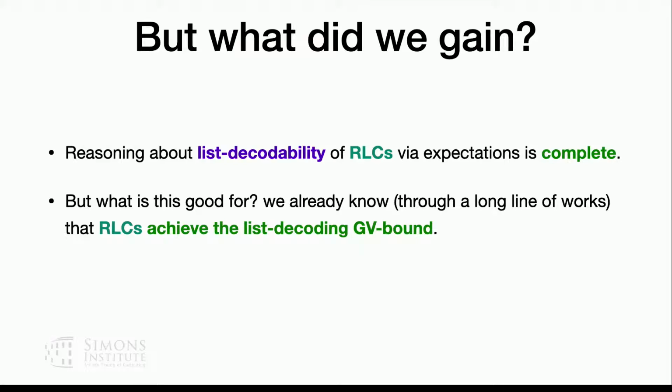But also, there's a very long line of works that already showed us that random linear codes achieve the list decoding GV bound. So this is actually a pretty known fact by now. Again, up to some objections by Omar, but this is almost a completely known fact for any set of parameters. So I actually showed you that a certain method for proving something that's already known to be true by other methods is complete.